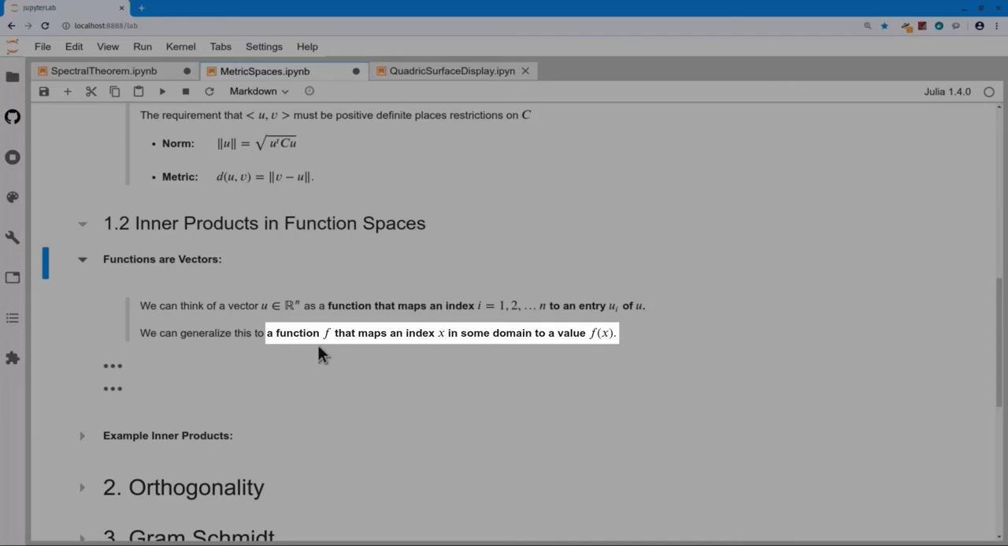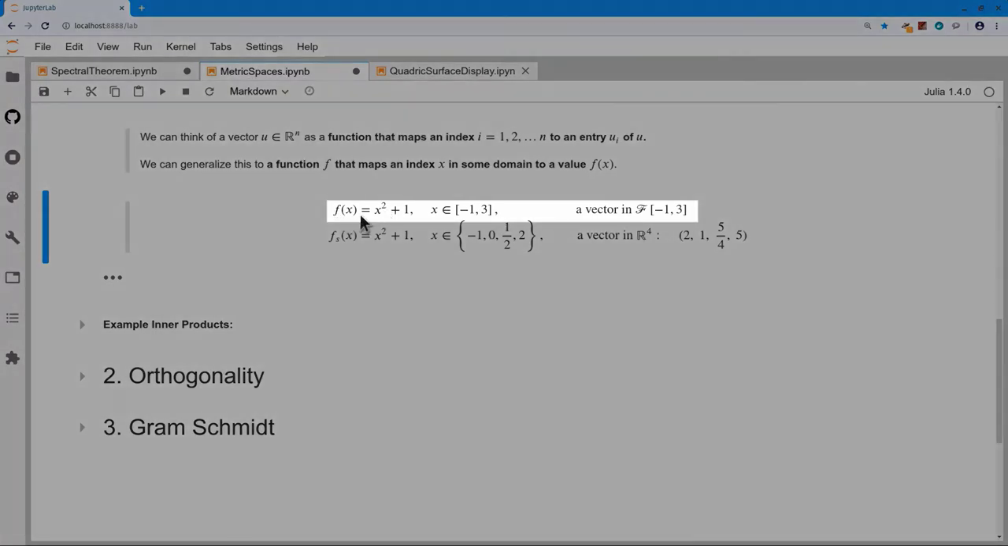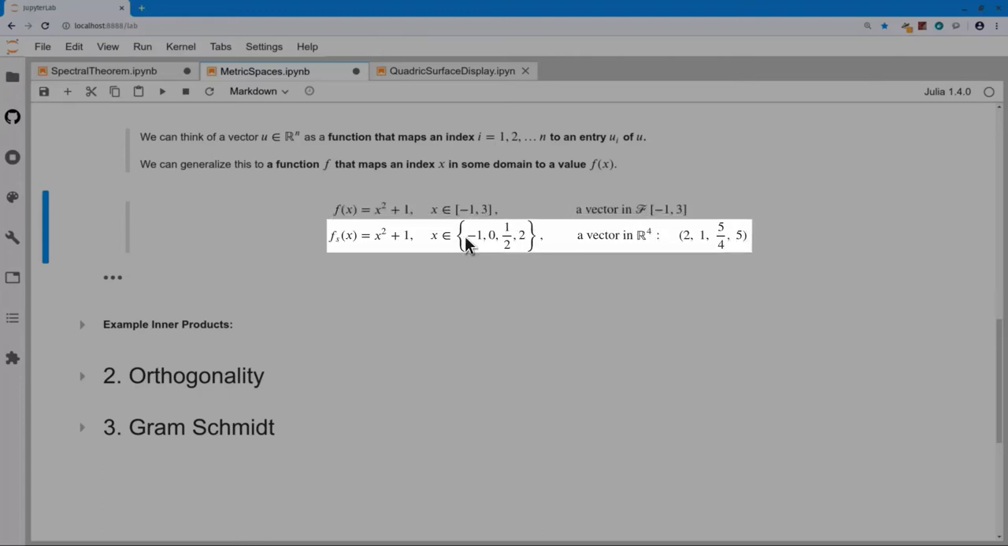A function f just generalizes this idea. The index is typically called x, and so we are mapping an index x to some value f of x. Let's look at an example. Suppose I have my function f of x as x squared plus 1, where x is on some interval, let's say minus 1 to 3, with the endpoints included. And we've already seen that that denotes a vector in the set of functions defined on that closed interval, minus 1 to 3. I'm now going to pull different values of x out of that function. So I'm going to look at just specifically the x's at x equals minus 1, 0, 1 half, and 2.